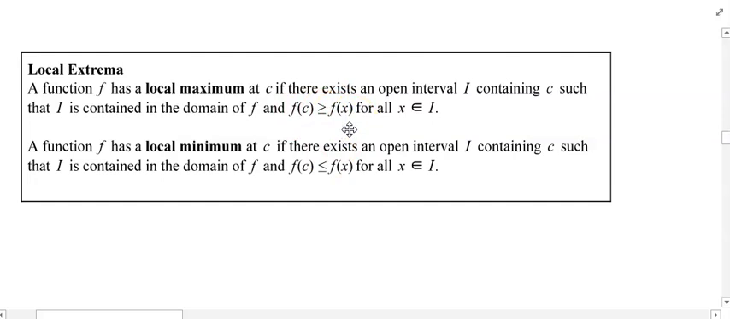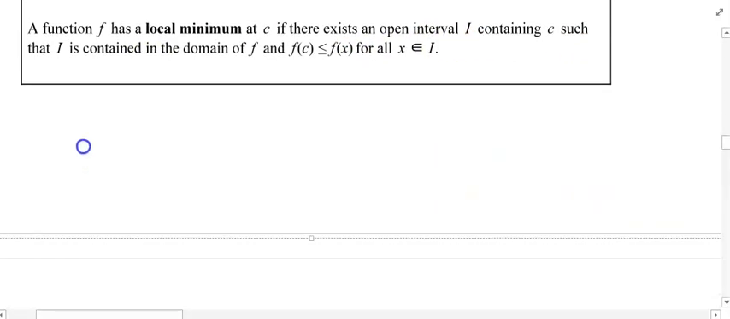Similarly, a function has a local minimum at C if there exists an open interval I containing C such that I is contained in the domain of f, and f of C is less than or equal to f of x for all x an element of I.